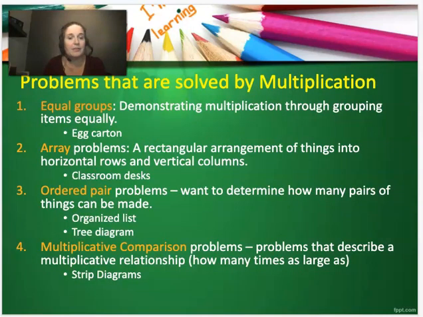This is a reminder of those problems and how we can organize them. We can think of an egg carton for equal groups. We can think of classroom desks for an array. We can think of an organized list or a tree diagram for ordered pairs or a Cartesian product. And for multiplicative comparison, we can use those strip diagrams.